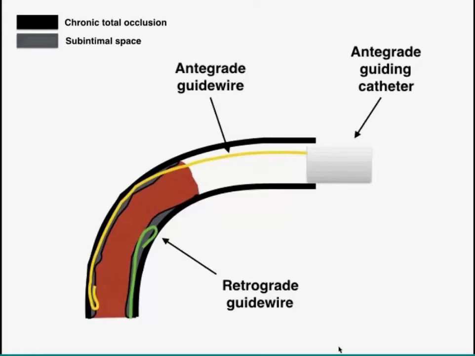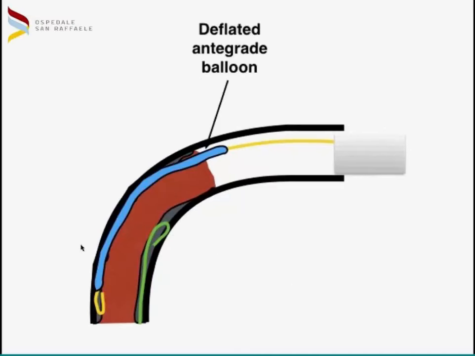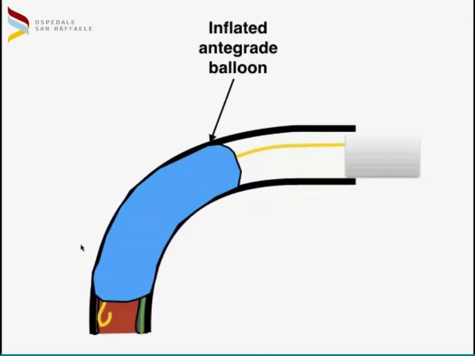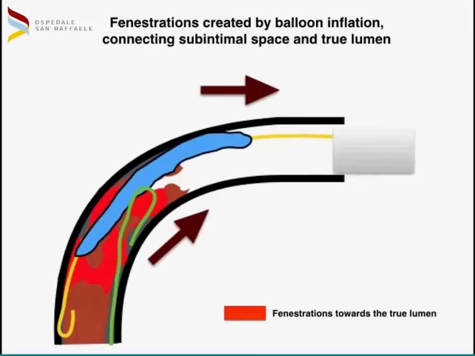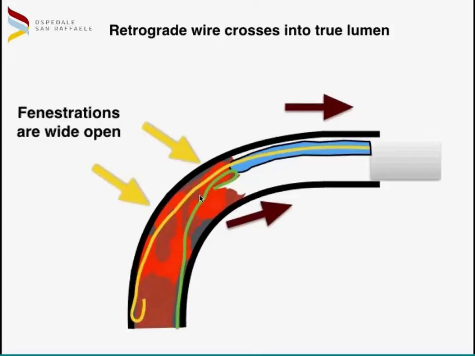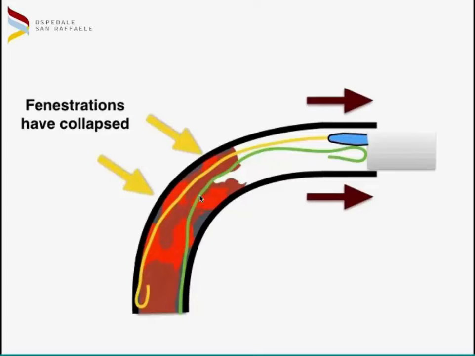Here is a cartoon explaining the technique better. You can see here we are in the phase of the reverse CART, while the retrograde wire and the antegrade wire are both subintimal and in the same space, in different places of the same space. As you know, we advance the antegrade balloon and we perform several inflations of this balloon in order to create many fenestrations; in the red part on this slide are the fenestrations created by the balloon. You can see the retrograde wire, which is very close to the balloon. Then on this slide, you can see that while we pull back the balloon, the knuckle wire follows the balloon while the fenestration is open and can easily gain the true lumen and go on quite easily, even if the fenestrations have collapsed.